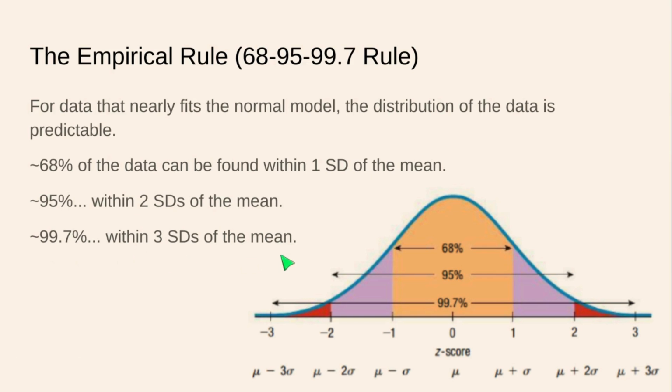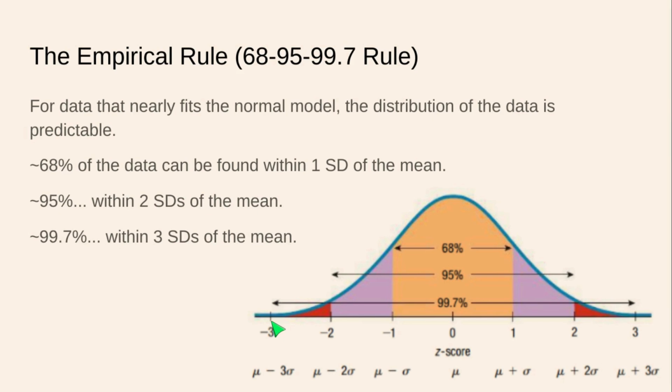99.7% within 3 standard deviations of the mean. So we have from a z-score of -3 up to +3, mean minus 3 standard deviations, mean plus 3 standard deviations. The area under this normal model, if you're talking z-scores, standard normal model, is going to be 99.7%, nearly 100%. Almost all data are going to be found within 3 standard deviations of the mean.